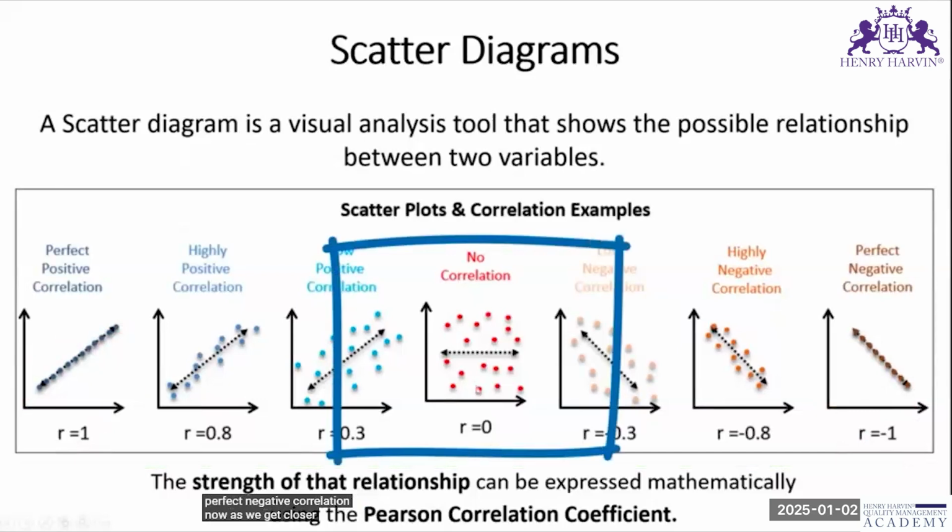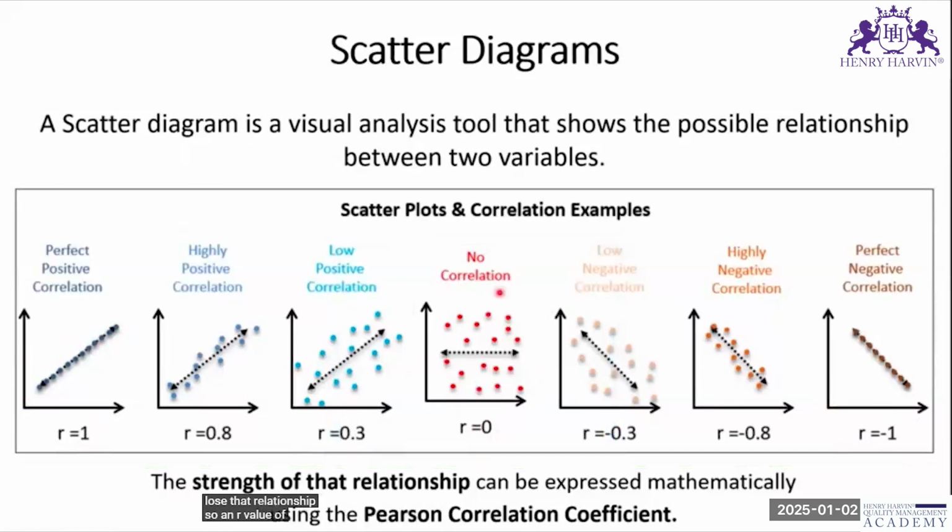Now, as we get closer to 0, we start to lose that relationship. So an r value of 0 means there's no correlation between those two parameters. As x changes, y basically does whatever it wants. There's no relationship between those two variables.